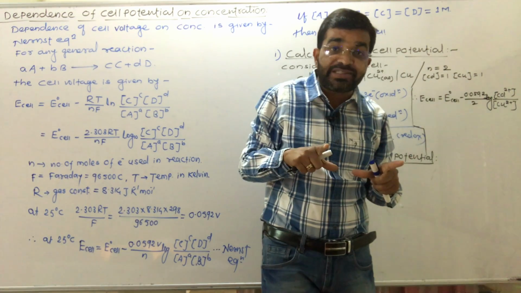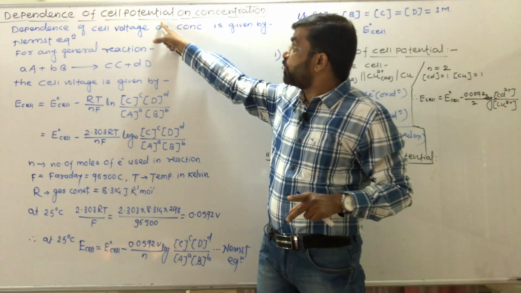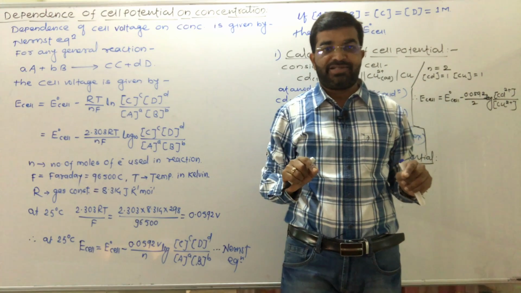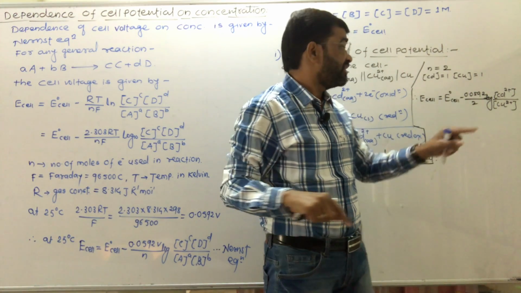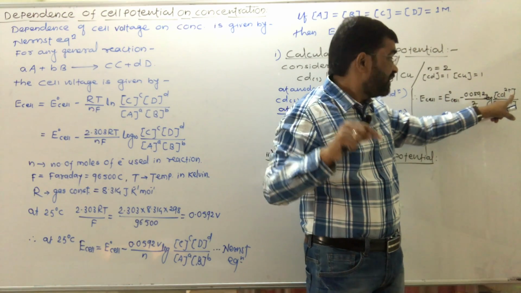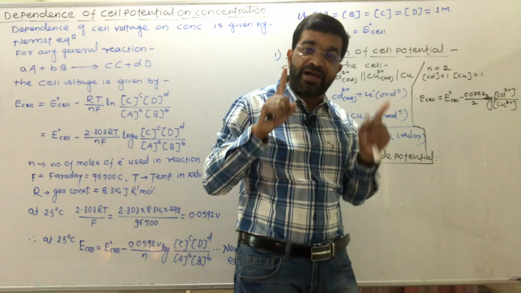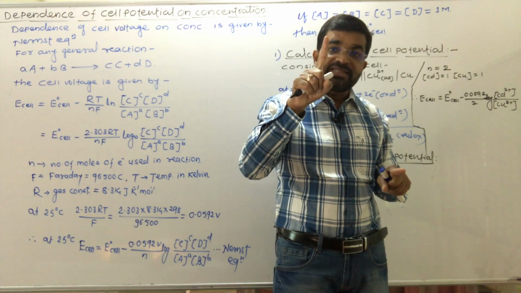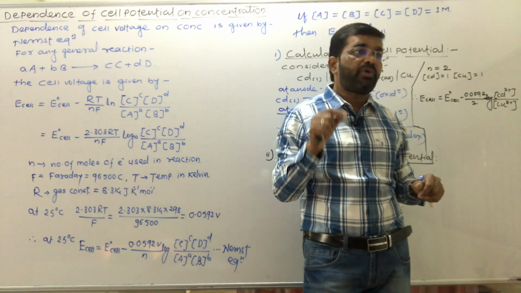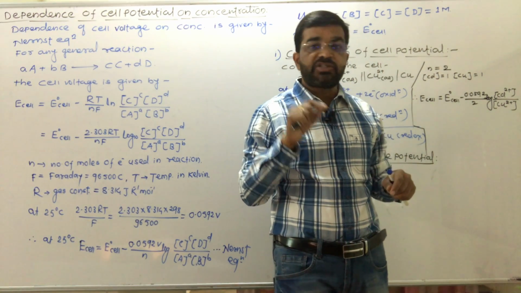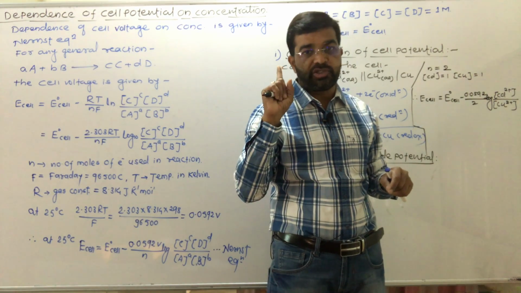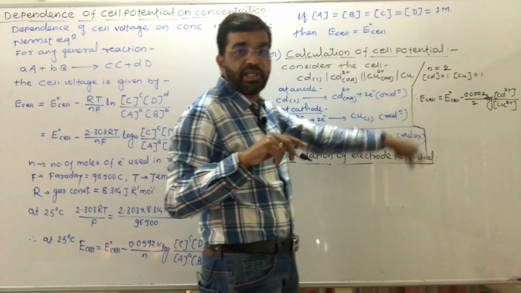So what it shows is that the cell potential of a cell depends upon the concentration. If the concentration of cadmium ion is 1, and the concentration of copper plus 2 ion is 1, then cell potential is equal to standard cell potential, because standard cell potential is calculated at 1 molar concentration. Okay, so this is nothing but the cell potential.